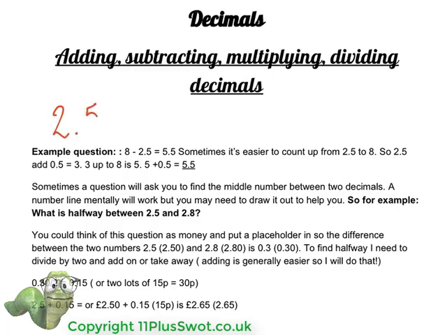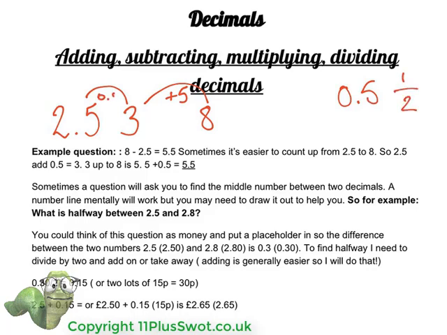So if we have 2.5 and we're going to add up to 8, the first jump is to the nearest whole number, which would be 3, and then we'd jump from 3 to get to 8. Now 3 add 5 gives us 8. 2.5 to 3 is adding 0.5, the same as saying a half. So then we have a look at the jumps that we just made. We've got a 5 and a 0.5 to give us 5.5 as our answer.